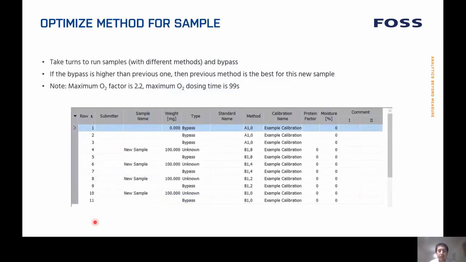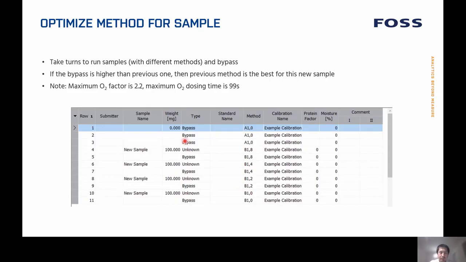And then we have a way to optimize the method for your samples. You take turns running samples and bypasses. You always start with a high oxygen amount. In this example, you start with B1.8, then run a bypass. Then you go to B1.4 to reduce the oxygen amount, run a bypass, reduce further to 1.2, run a bypass, and then to 1.0.